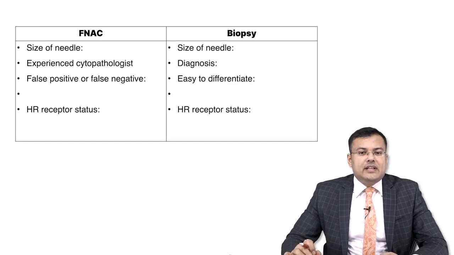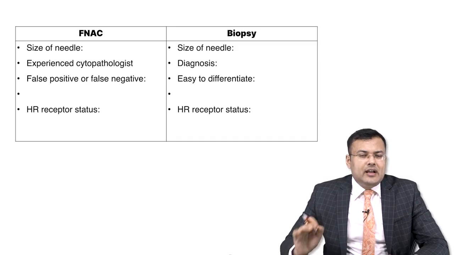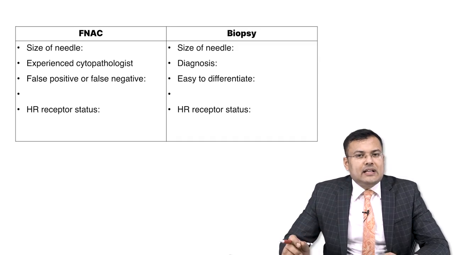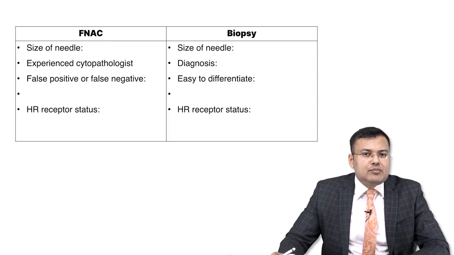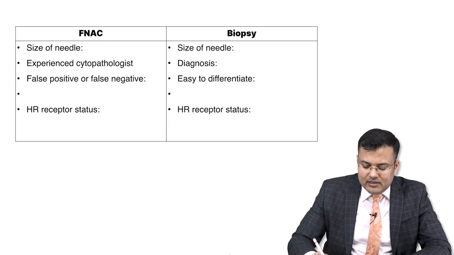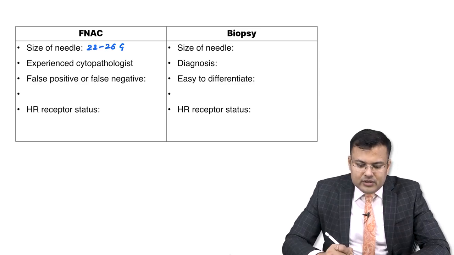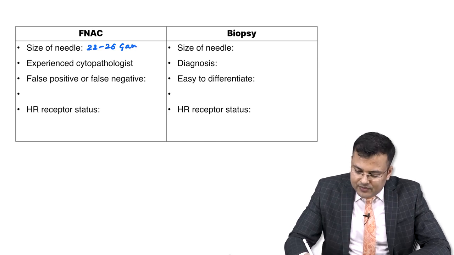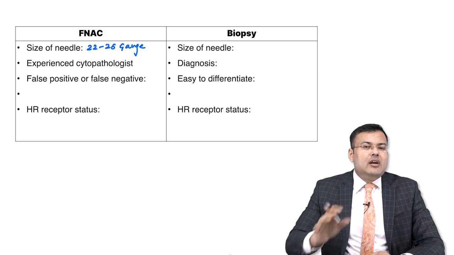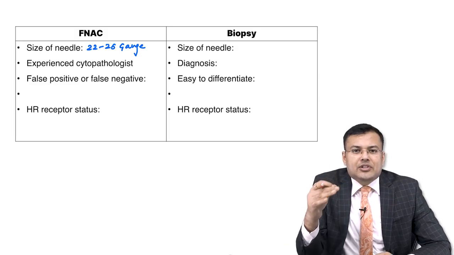Now see the differences between FNAC and biopsy. FNAC is fine needle aspiration cytology. So obviously the needle is smaller. What's the size of the needle? It is 22 to 26 gauge. Here it is fine needle aspiration cytology.